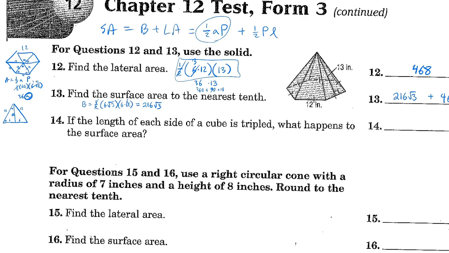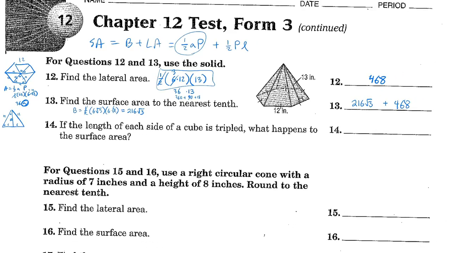All right, 14 is a separate question. It says, if the length of each side of a cube is tripled, what happens to the surface area? Well, let's just come up with an example. Here's x by x by x cube.